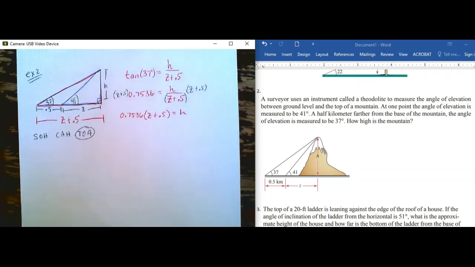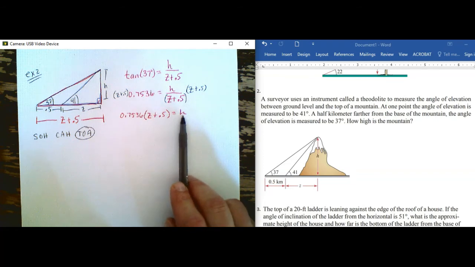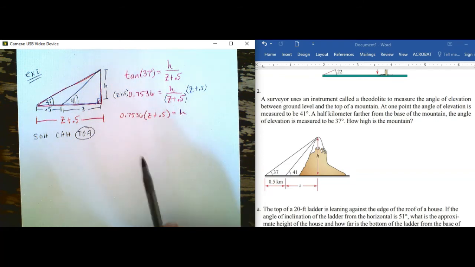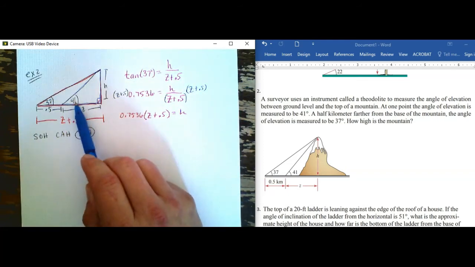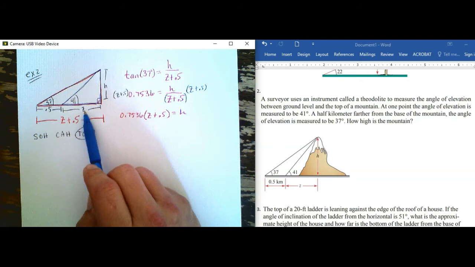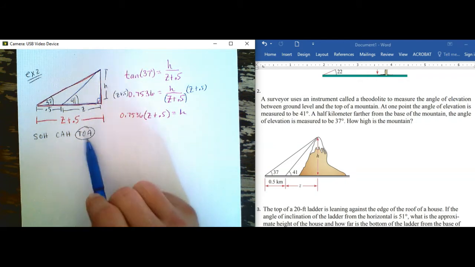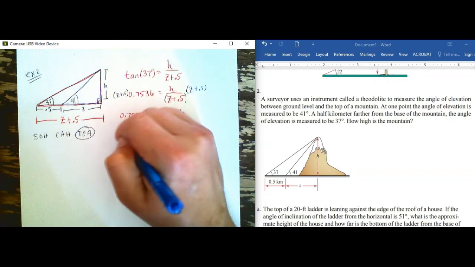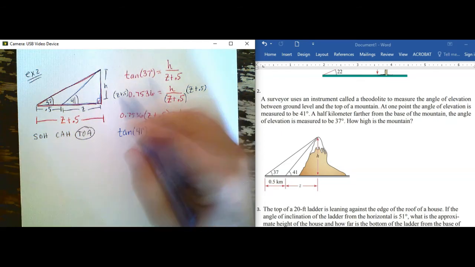Now, so we have h solved for here, but we need to figure out its value. So we've got to try and find z or have some other equality for h so we can get an equation here. So for the smaller blue triangle, note that we know the angle is 41. The opposite side is h, the height of the mountain, and the adjacent side is z. So again, we have opposite and adjacent, so tangent can help us out. So we know that the tangent of 41 degrees is equal to h over z.